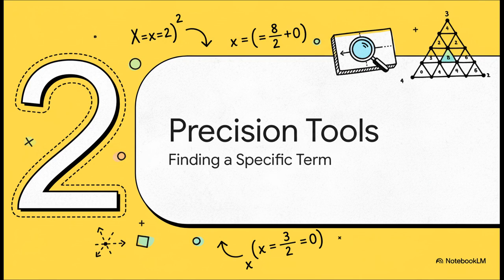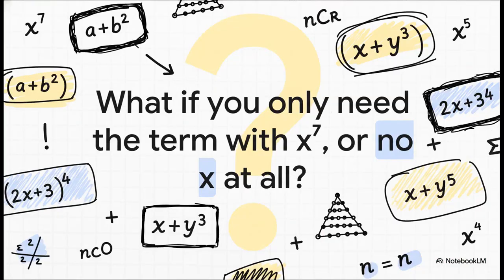Okay, so we've got the master key. Now let's grab some of those more specialized precision tools. Because sometimes you don't really care if it's the 5th or 10th term. You care about the term that has a very specific power of x. Exactly. Like what if the question asks for the term that has x to the power of 7? Or what about the constant term? The one that has no x in it at all. These are super common questions, and our next tool is built just for them.